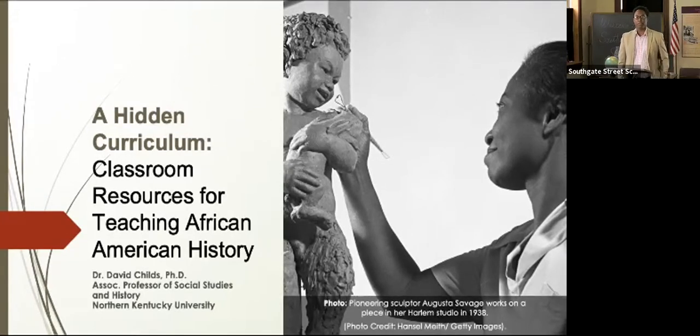Now, let me say something about this particular image here. This is a pioneering sculptor, Augusta Savage. She's working on a piece here in the Harlem studio in 1938 that somebody may have never heard of, because often, as I said, African American history is presented as something that's not important. One of the things I say to my students at Northern Kentucky University often is African American history is American history. It should not be an alternative.